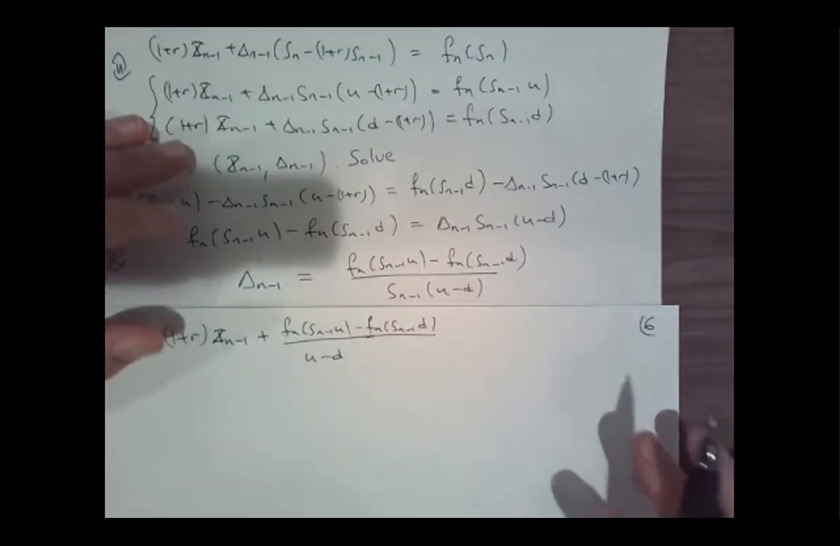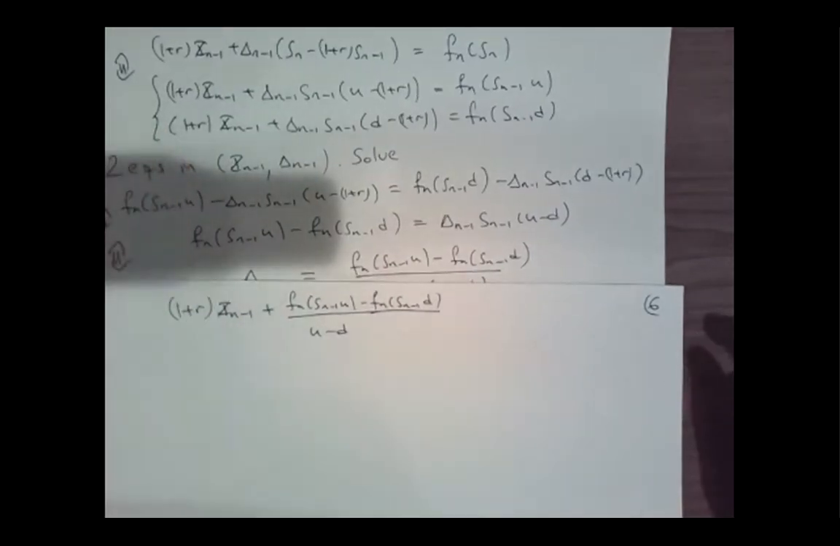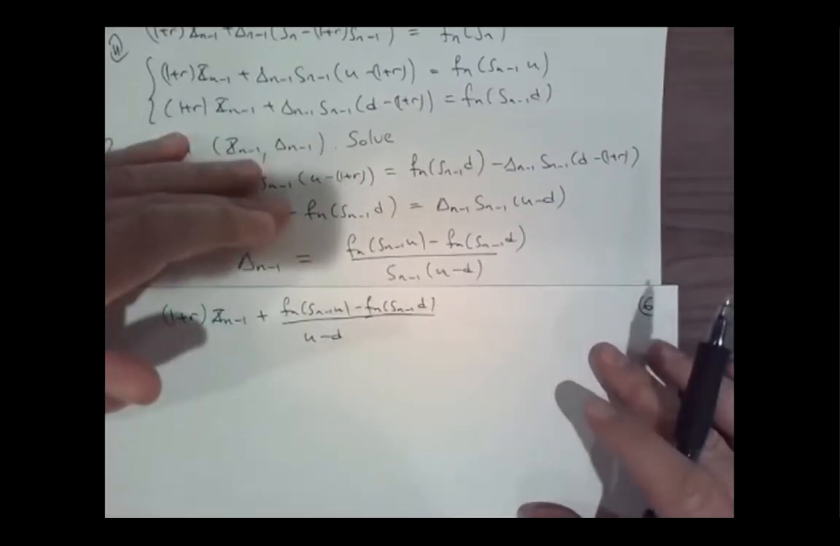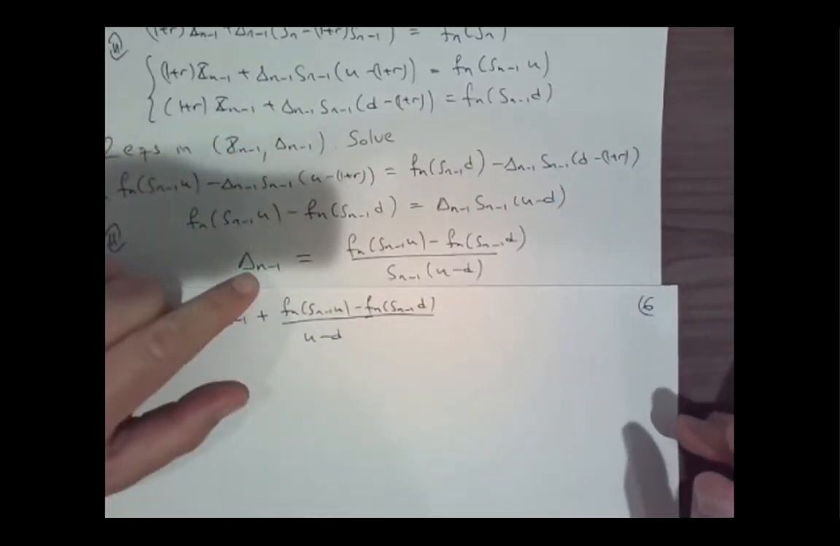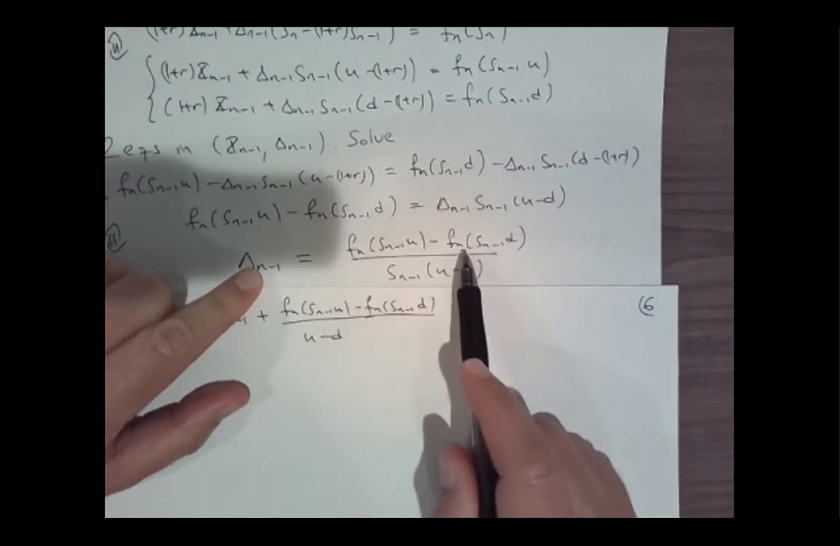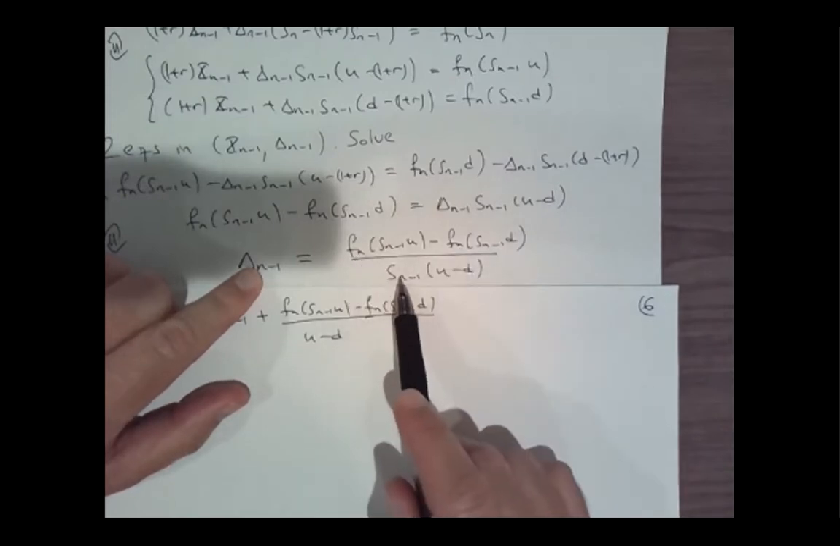So since we have a formula for n minus 1, would it work for finding out delta_0? Oh, I guess n would be 1 and then it'd be 0. Yes. Just pick n to be 1, and then you get f_1 here. You get f_1 here. You get S_0 down here. I see. Yeah.